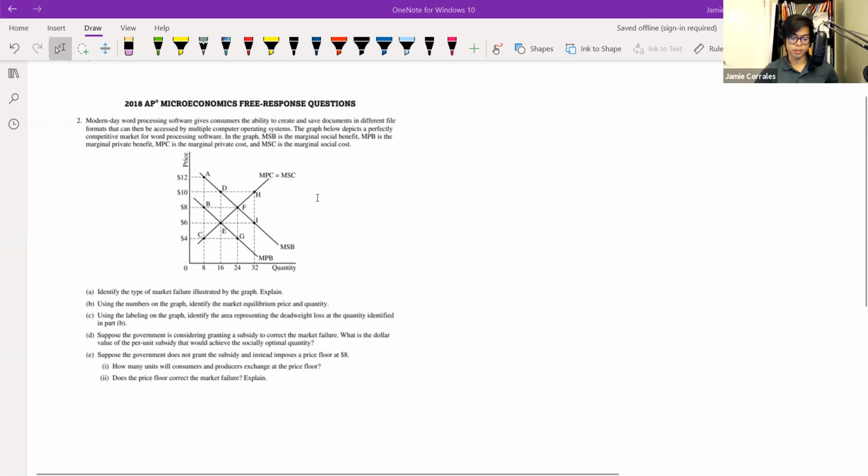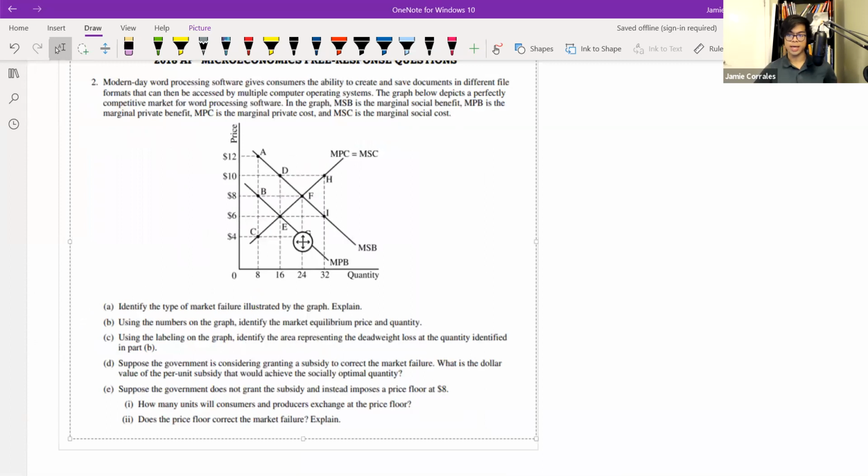So modern day word processing software gives consumers the ability to create and save documents in different file formats that can be accessed by multiple computer operating systems. The graph below depicts a perfectly competitive market for word processing software. In the graph, MSB is the marginal social benefit, MPB is the marginal private benefit, and MPC is the marginal private cost. MSC is the marginal social cost. All right, so let's work through that. Identify the type of market structure and explain.